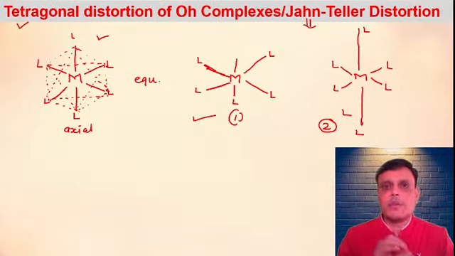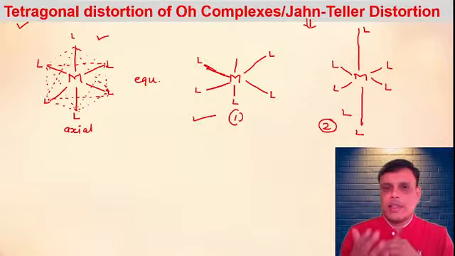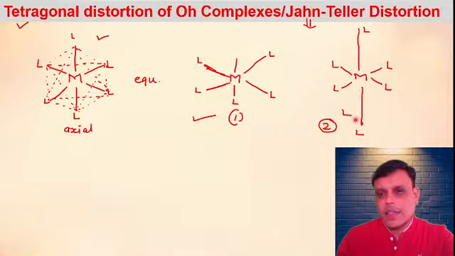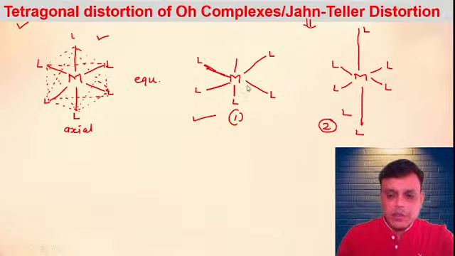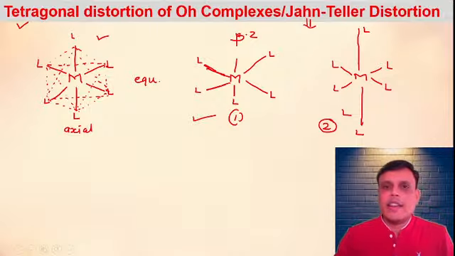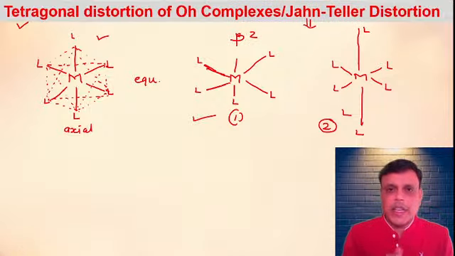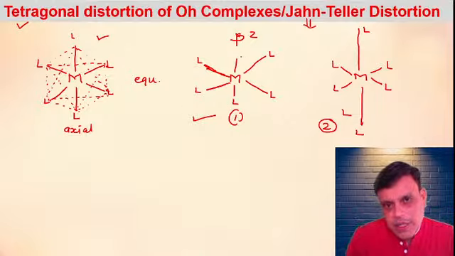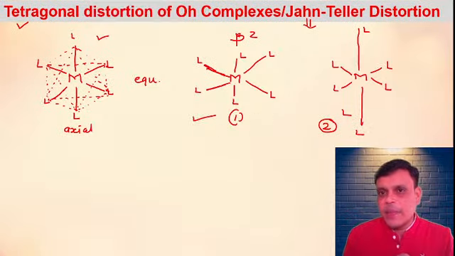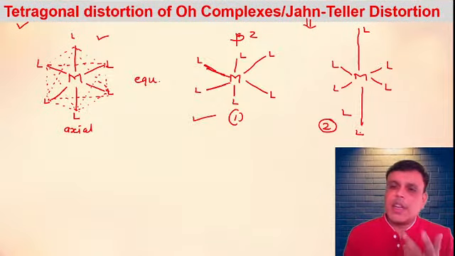Why does this axial compression take place? This first case is called axial compression, please remember this. And this second case is called axial elongation, because this is your z axis, please remember, and by default the z axis is taken as the axial axis. So these axial ligands get compressed in the first case, so it is called axial compression, and here the axial ligands get elongated, so it is called axial elongation.